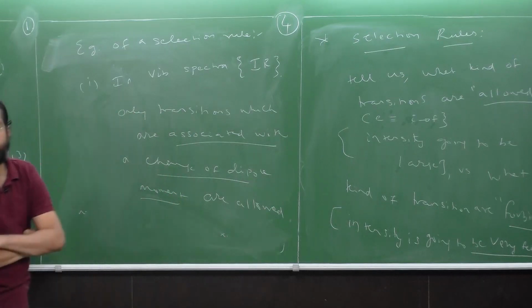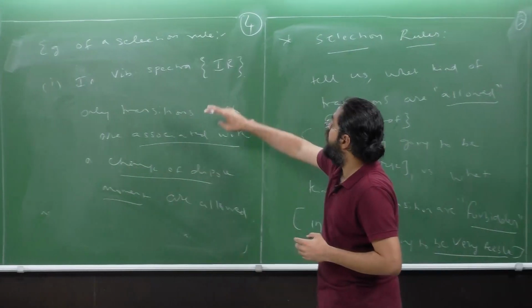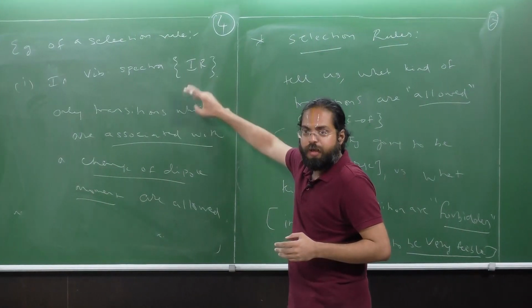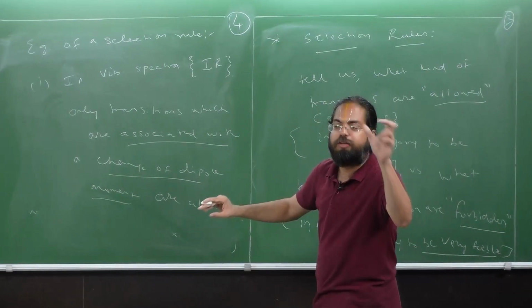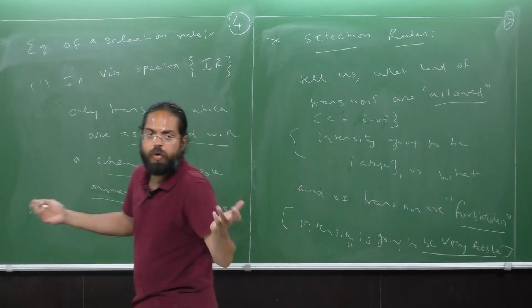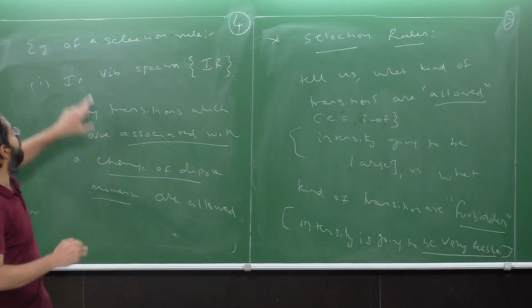Are allowed. Okay, so please note this. In any vibrational spectra, only those transitions will be allowed when a change of dipole moment is possible for the molecule. Are we good? So this is an example of a selection rule.